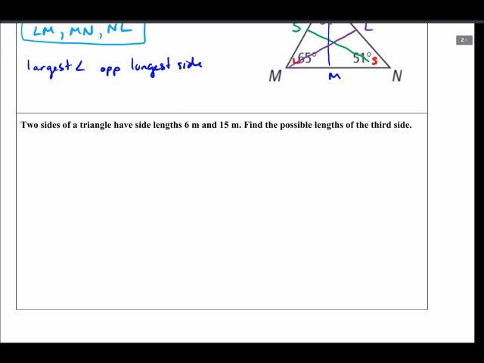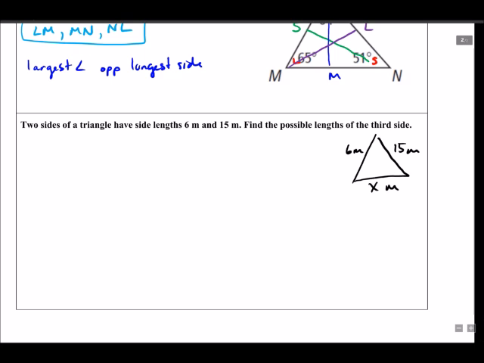And, oh hey, we're on the last problem here. 2 sides of a triangle have side lengths of 6 meters and 15 meters. Find the possible lengths of the third side. So the first thing I'm going to do is draw my triangle and label 6 meters, 15 meters, and we don't know this one, but in math, that doesn't matter. We do know it. It's x meters.